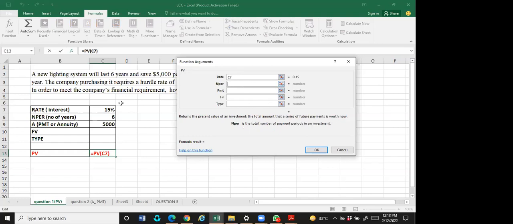Number of years is 6. The money it will save us, that is the payment. But inward payment, that is a receipt now, it's 5. Then you leave the other ones blank because 0 is end of year accounting. If you put your mouse here, it tells you what it means.